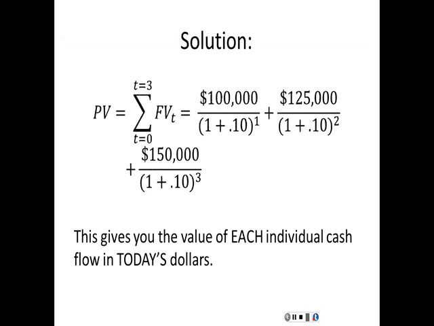So put it into a formula, we discount each of these cash flows individually, bring them back to today in today's dollars. So we take the $100,000 at year 1 and discount 1 year. We take the $125,000 at year 2 and discount 2 years. And then we take the $150,000 paid at year 3 and discount 3 years.